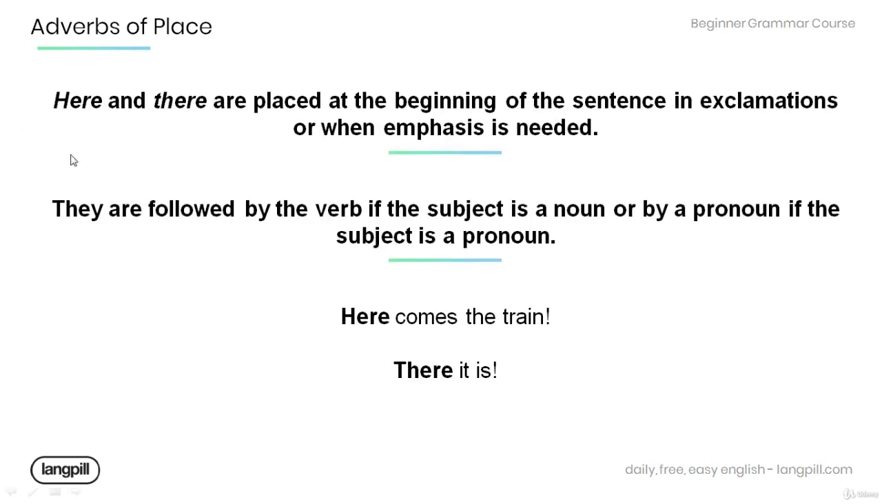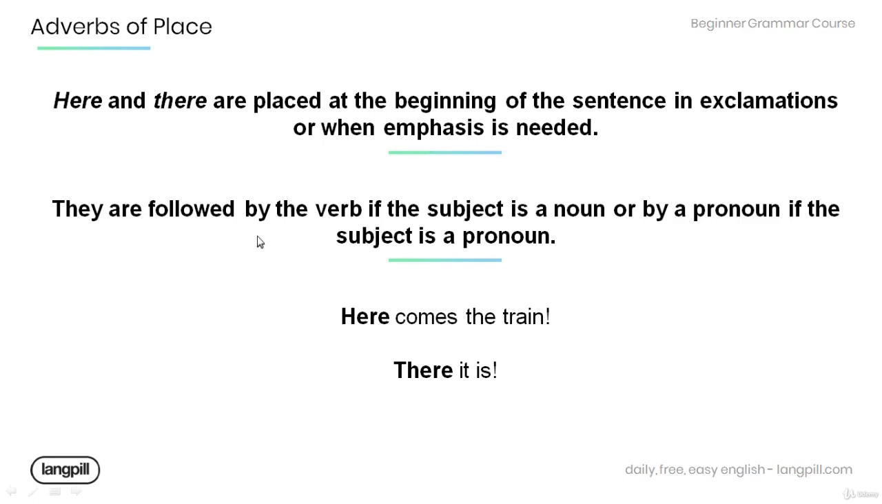And here and there are placed at the beginning of the sentence in exclamations or when emphasis is needed. Note that they are followed by the verb if the subject is a noun, or by a pronoun if the subject is a pronoun. Have a look at the example below. Here comes the train. The adverb of place here is used in the sentence to create emphasis.